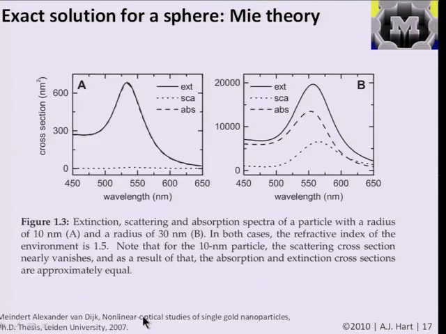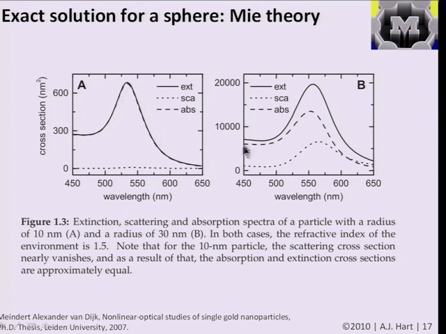Okay. Let me just show you a couple of plots of the solution. This is for absorption, scattering, and extinction for 2 different particles. The one on the left has a radius of 10 nanometers, and the one on the right is 30 nanometers. I think in this case it's gold. And the index of refraction around the gold particle is 1.5. So you can see that there's a strong peak around 550 nanometers. And for the small particle, there's almost no scattering. That's because it's got that strong dependence on size. And the absorption and the extinction then are basically the same.